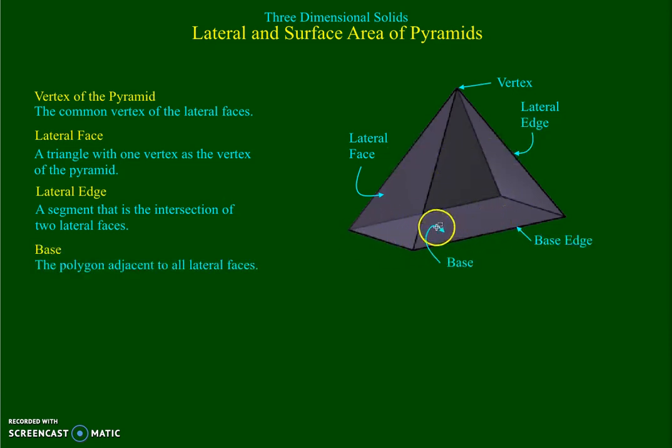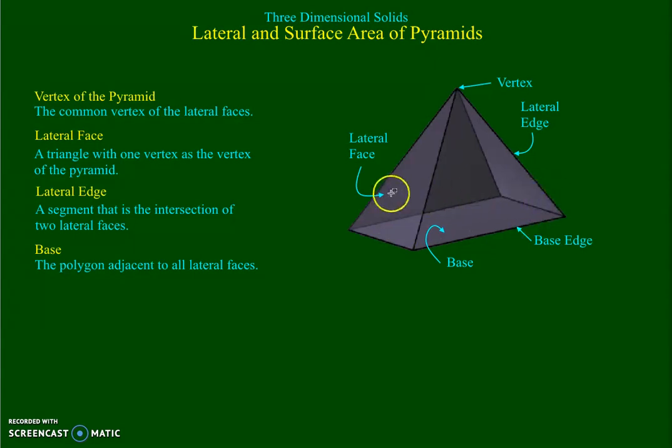And the base is a polygon that is adjacent to all of the lateral faces, no matter how many lateral faces it has. Now this polygon may be a regular polygon, or in this case, it's a rectangle. Now this is a base edge. These are all base edges. So the important thing to note here is that this base is going to be the determining factor in naming the pyramid. So this would be a rectangular pyramid, even though the lateral faces are all triangles. The base is a rectangle, therefore this is a rectangular pyramid.